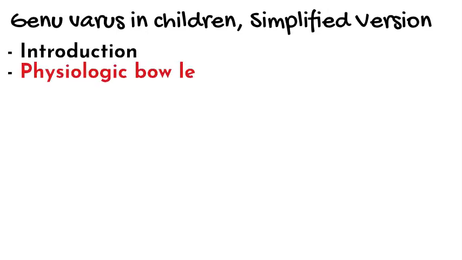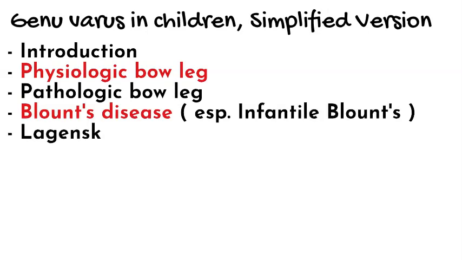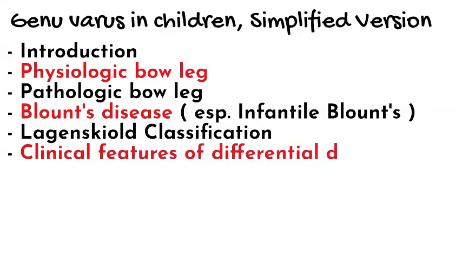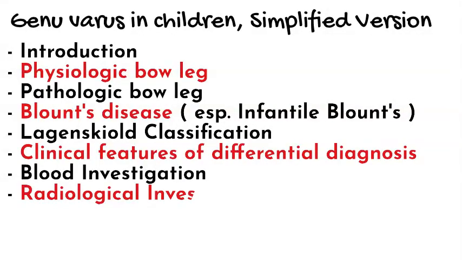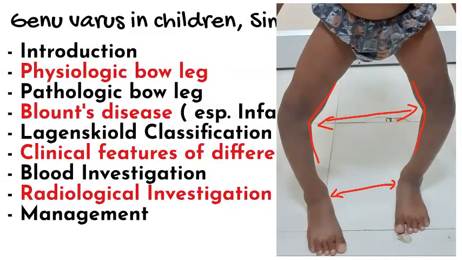Started off with an introduction, physiologic bow leg, pathologic bow leg, Blount disease, especially infantile Blount's, Langenskiöld classification, clinical features of differential diagnosis, blood investigation, radiological investigation, and lastly, management. This figure shows a bow-leg child who has an increase in the intercondylar distance. Now, let's get started.